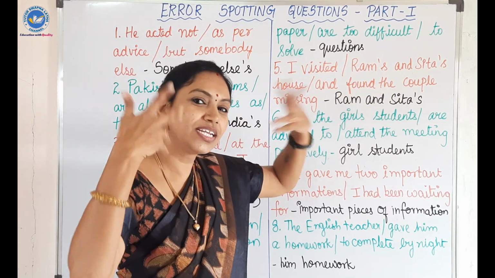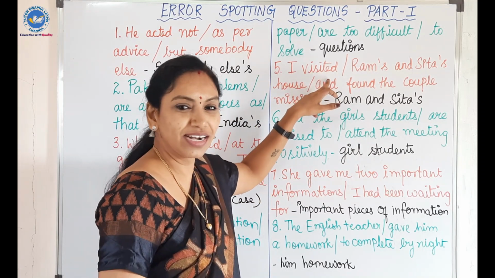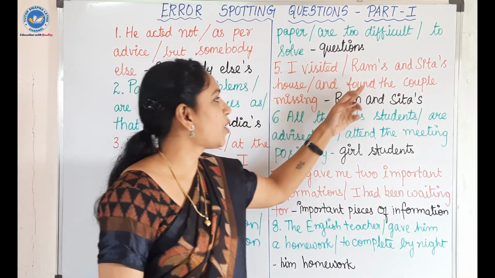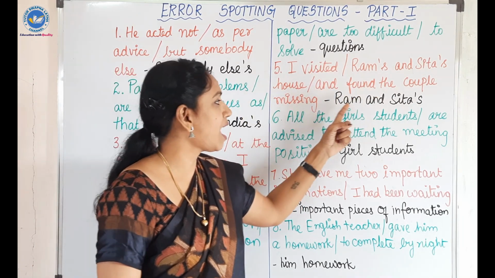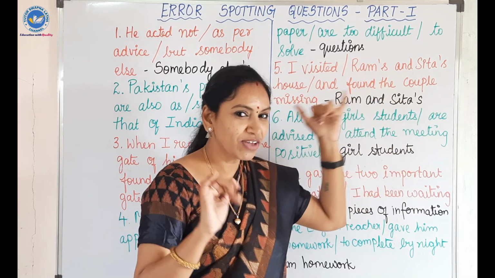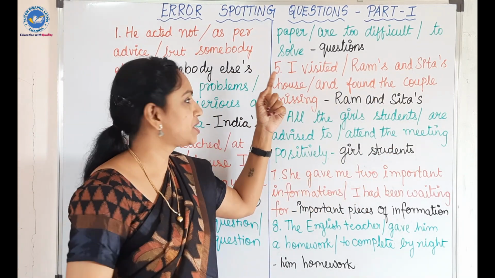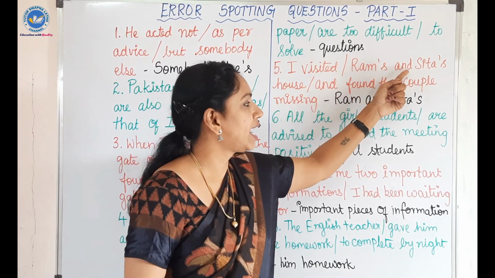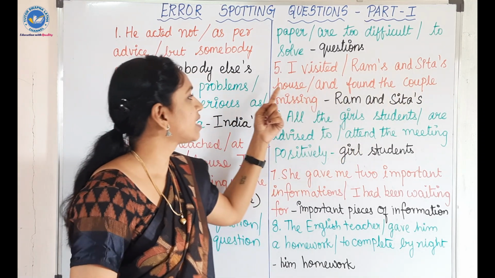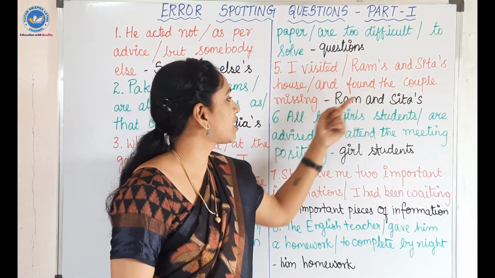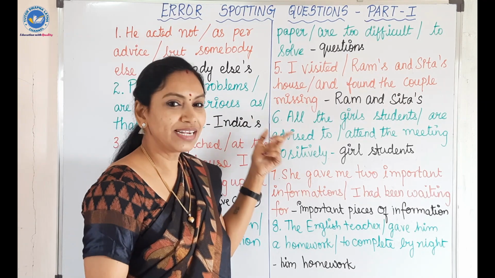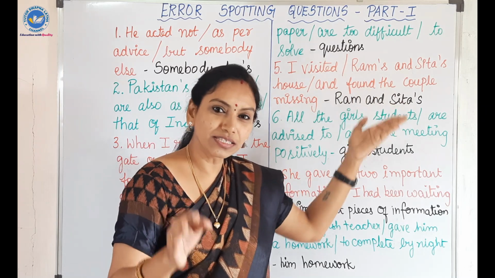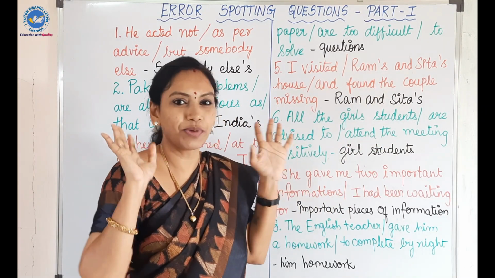Okay. So the answer is: I visited Ram and Sita's house and found the couple missing. See, Ram and Sita's. Okay friends, hope you understood. Again I'll repeat it for you. I visited Ram's and Sita's house and found the couple missing. Here remove the apostrophe S for Ram and write Ram and Sita's house because they both dwell in the same house.